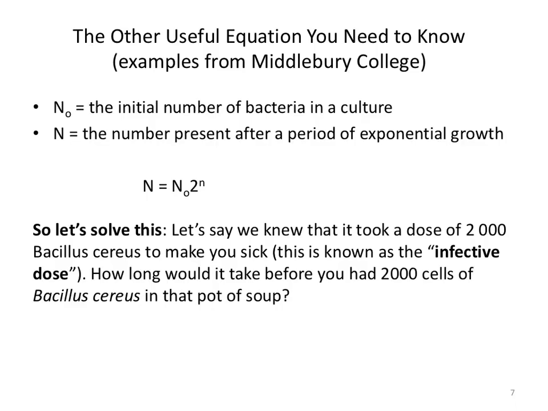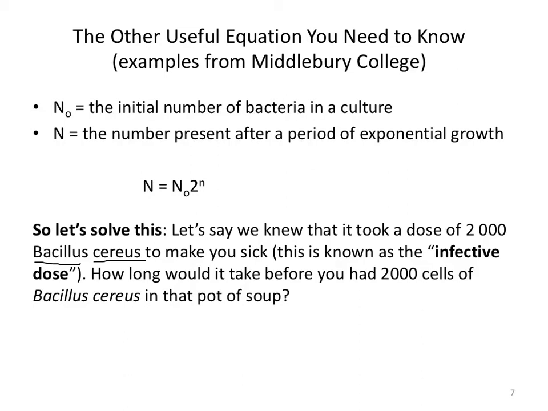All right, let's apply this math to another interesting and very relevant kind of problem. Let's say that we knew it took a dose of 2,000 Bacillus cereus to make you sick. This is something known as the infective dose, which is the amount of a pathogen one has to be exposed to in order to cause infection and illness, an important concept. So if that's the infective dose for this Bacillus cereus, how long would it take before you had 2,000 cells of Bacillus cereus in that pot of soup?